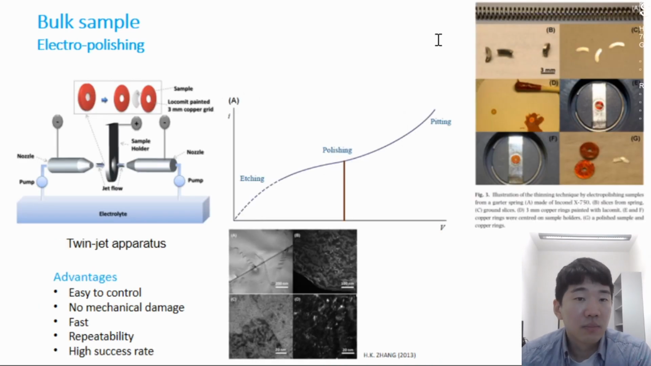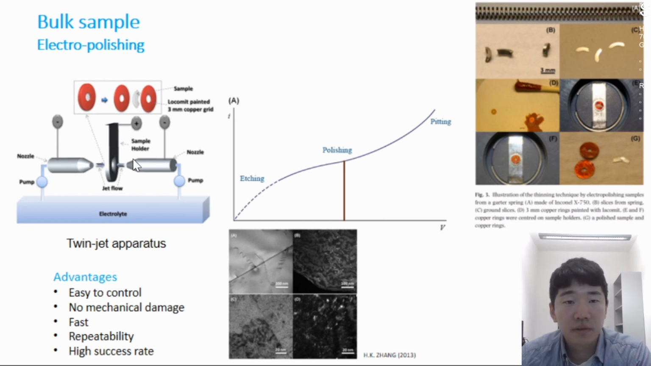Okay, this is electropolishing. Electropolishing can only be used for electrically conducting samples such as metals and alloys. A certain voltage is applied at which the current, due to anodic dissolution of the specimen, creates a polished surface. The classical jet polish is shown in this figure. The sample is placed between copper rings and painted with so-called lacomit, and the sample is located in the sample holder.